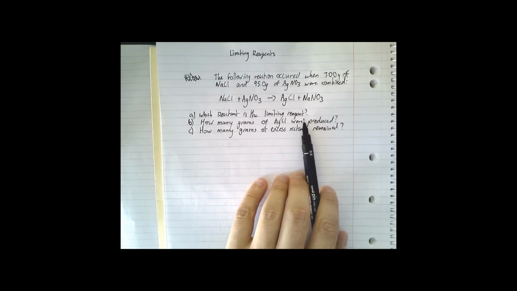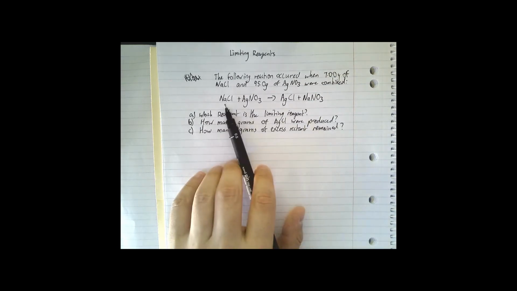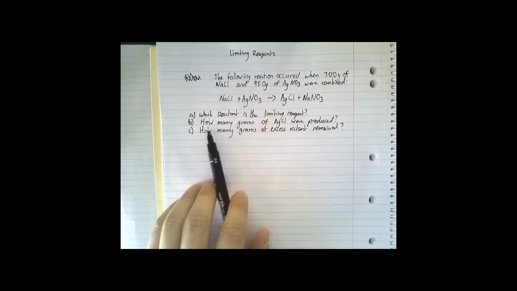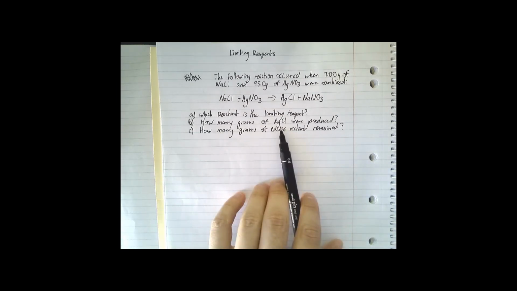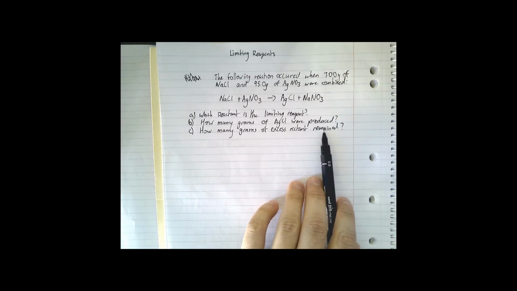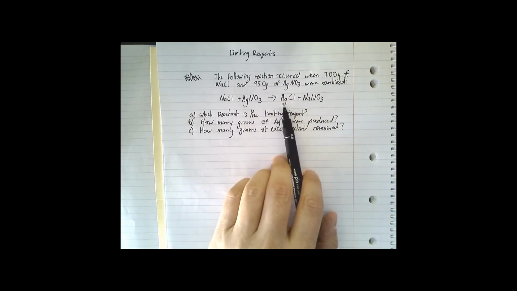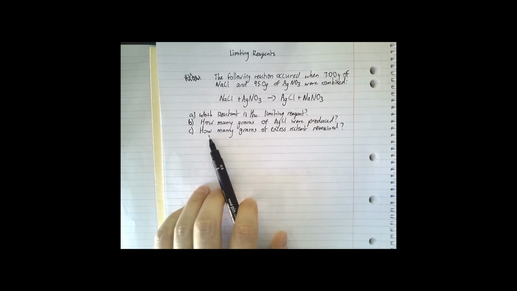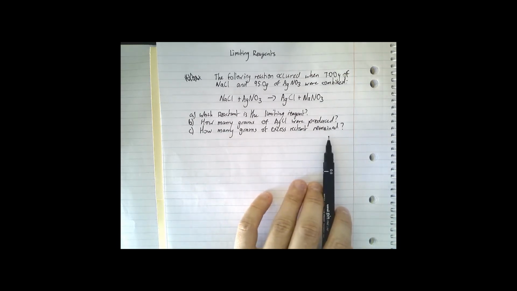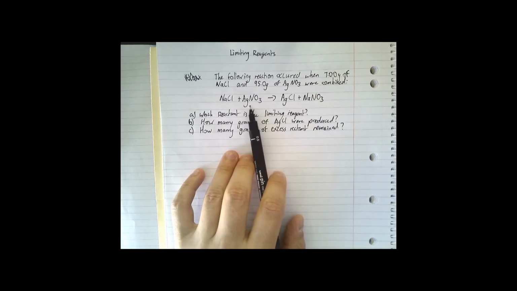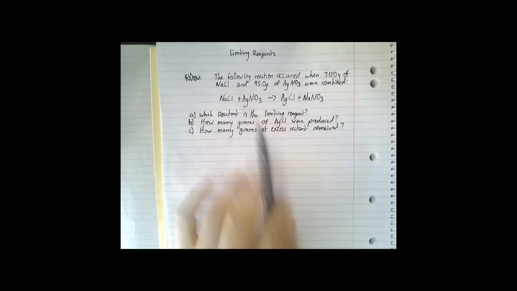Now, the first question that we're looking at to begin with is which reactant is the limiting reagent? So deciding whether or not we have a short supply of sodium chloride or a short supply of silver nitrate. The following question is how many grams of silver chloride were produced? So knowing how many moles of stuff reacted together, we can then determine how many moles of silver chloride were produced and find out the mass that was made. And we can also calculate how many grams of excess reactant remained. So if we can figure out how many moles of whatever the excess was, sodium chloride or silver nitrate, were left over, then we can also convert that into grams as well.